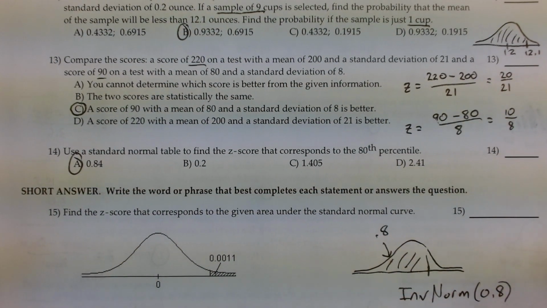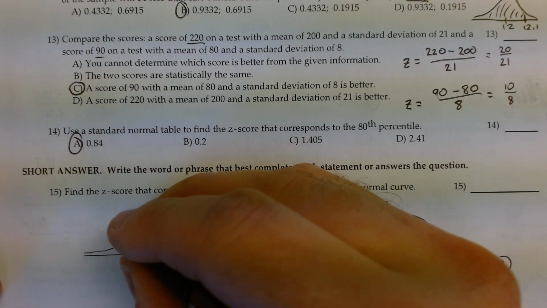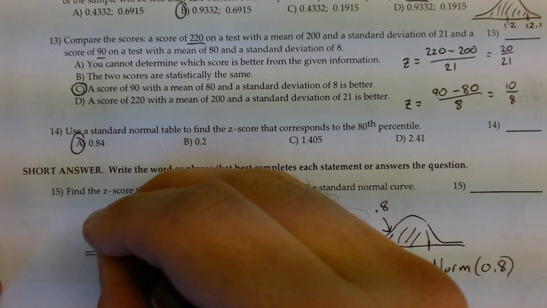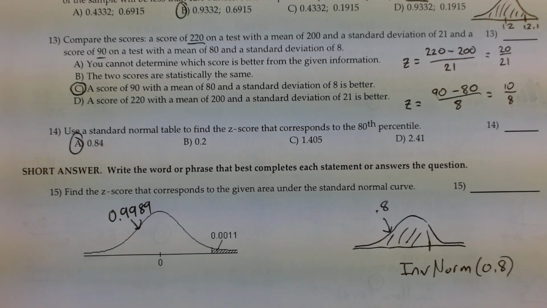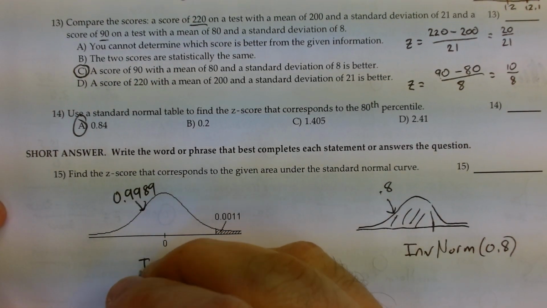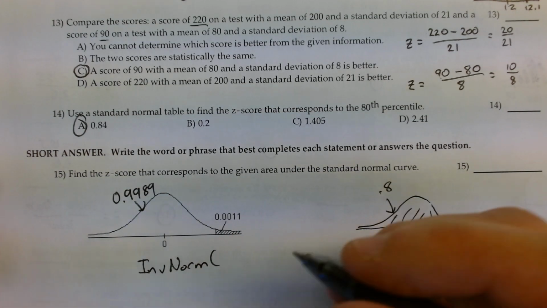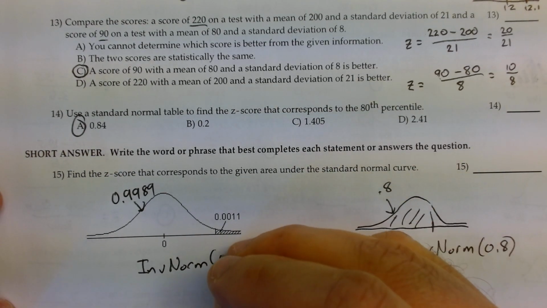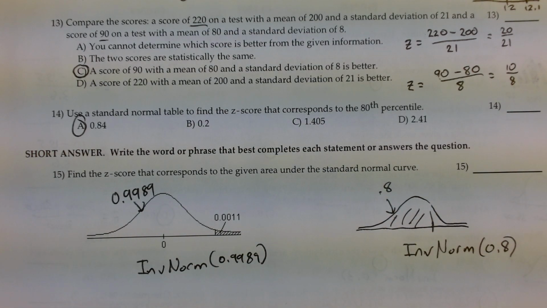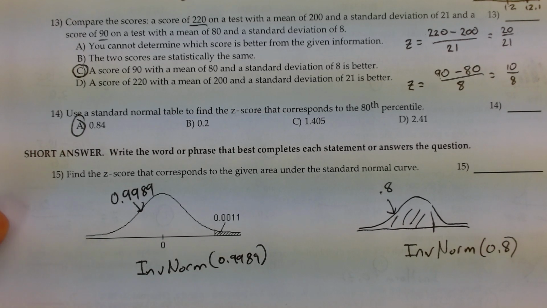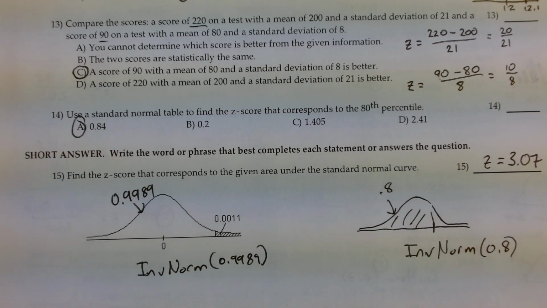And the last one, also similar, but we're given the area to the right, so we need to convert to the area to the left. So that's 0.9989 is the area to the left, and so you can do inverse norm of that. In both of these cases, you could try and use the z-score table backwards, but I prefer this. And that's what gave us, in this case, about a 3.07.